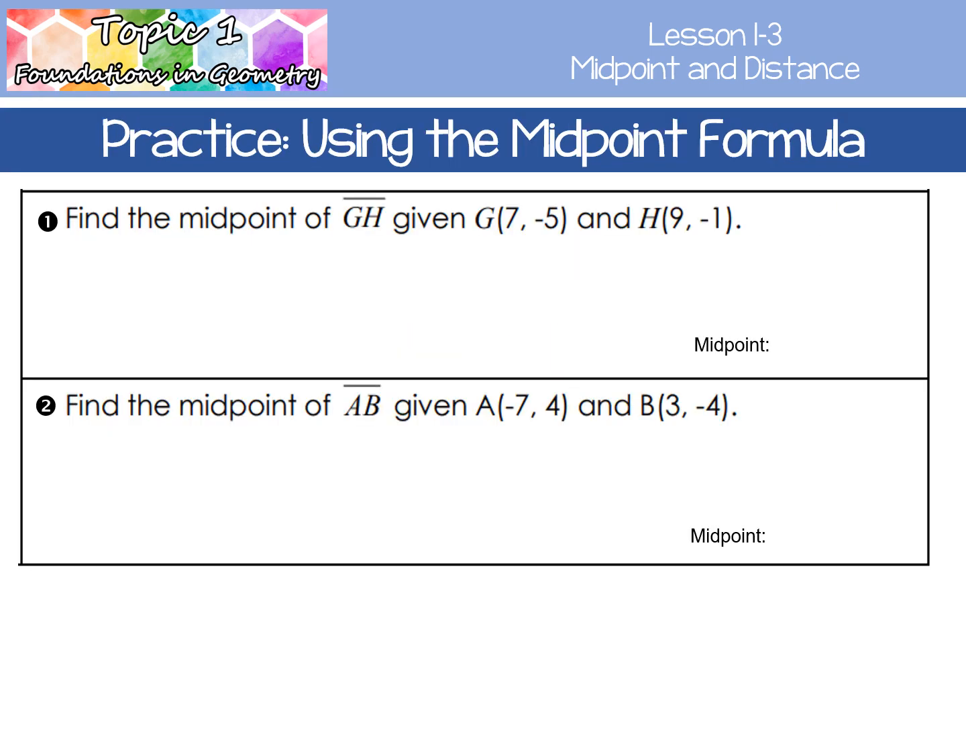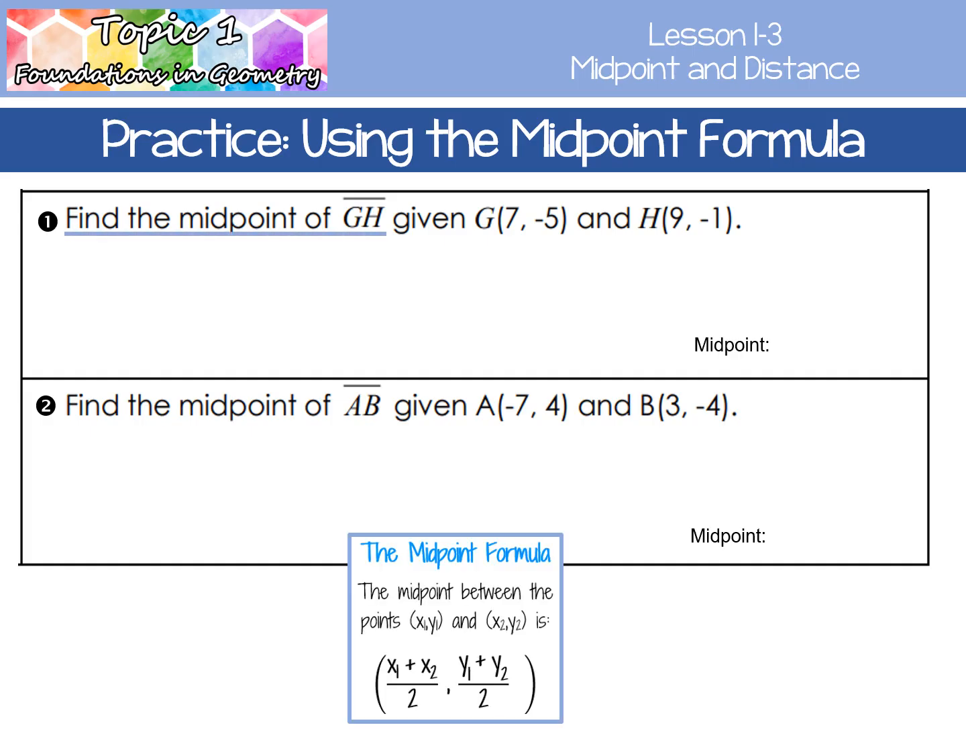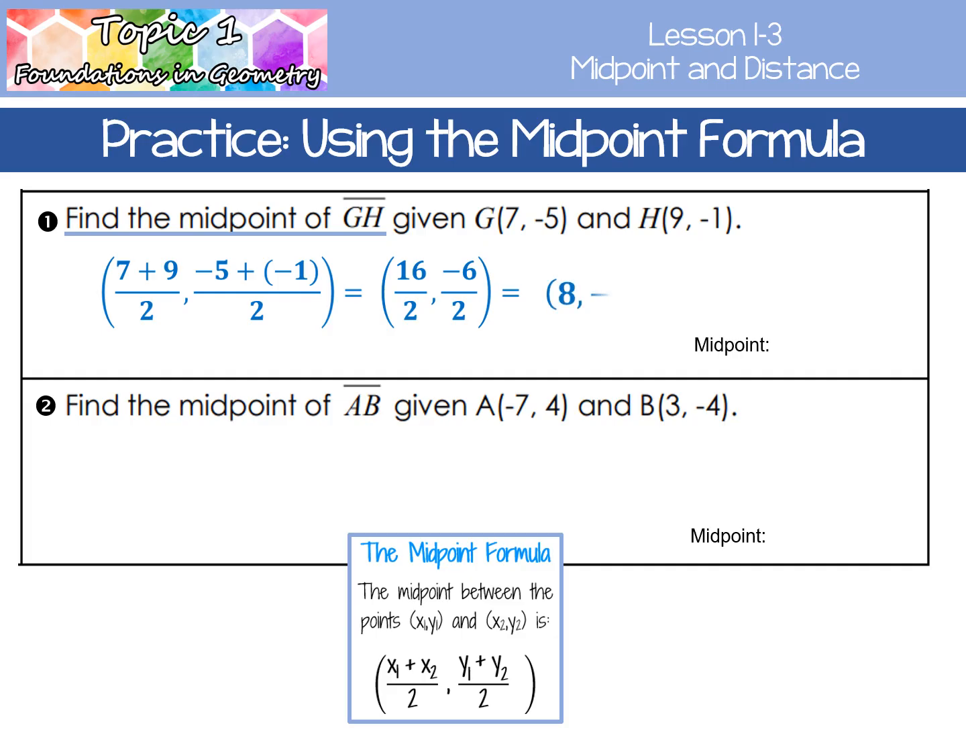Here's some practice. Find the midpoint of segment GH, and we have our coordinates there. Remember, there's our formula for the midpoint. So we're going to add the x's, divide by 2, add the y's, divide by 2. We get 16/2 and -6/2, and our midpoint is at the point 8, -3.